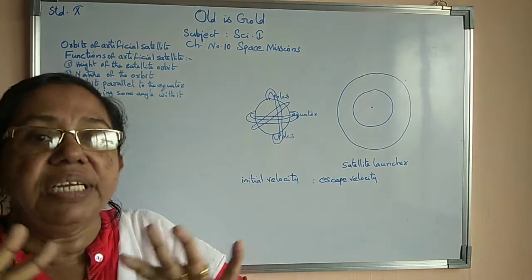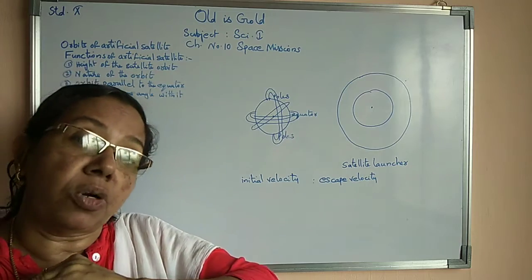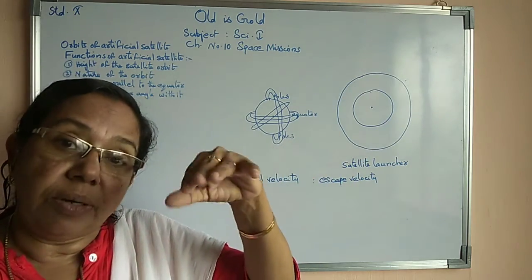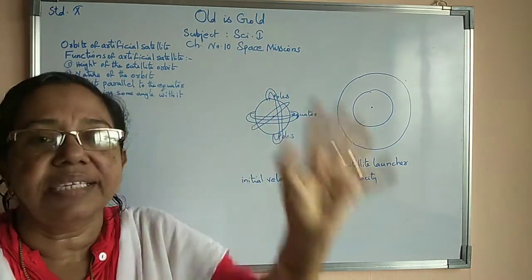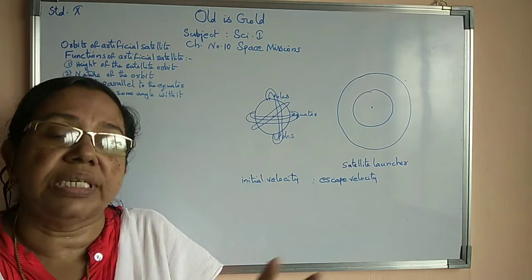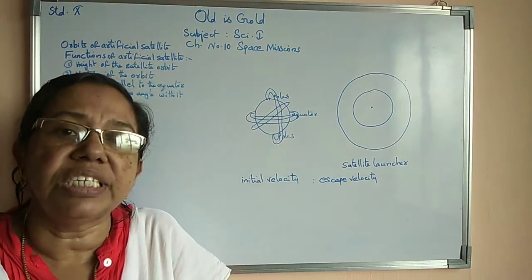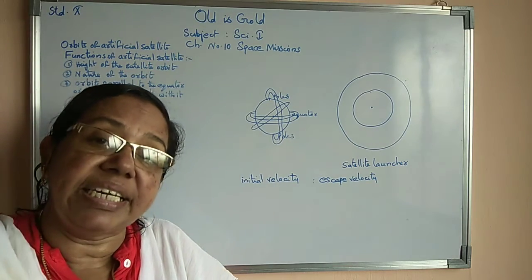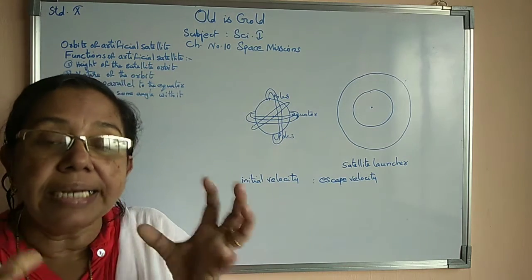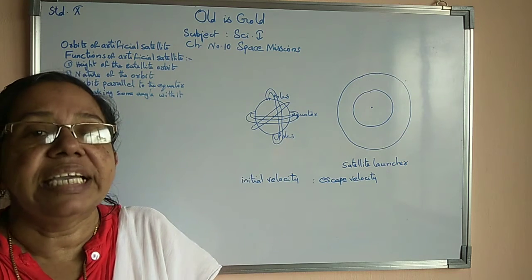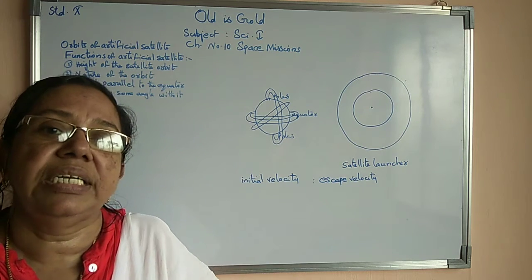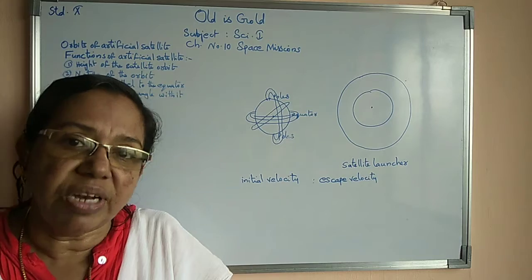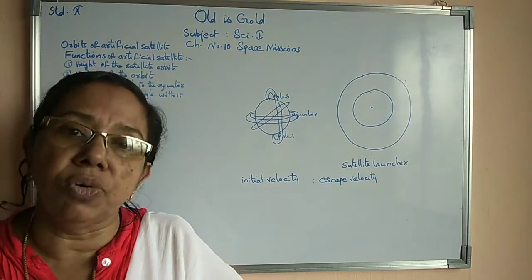With that velocity, if it moves, it will be able to cross Earth's atmosphere. Once it crosses Earth's atmosphere, we can say that we are reaching space. Again, in space, at which distance it has to be fixed, keeping that distance in mind, scientists give the launcher a particular escape velocity with which it has to move.